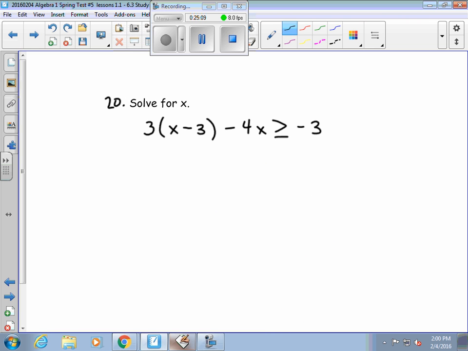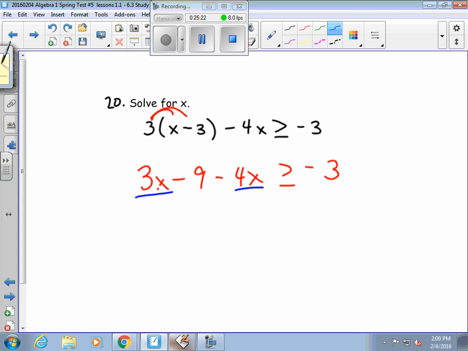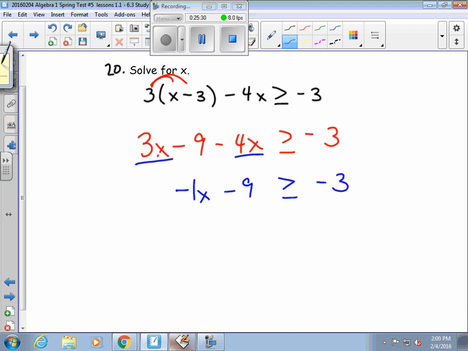Again, solve for x. Very similar problem. 3 times x is 3x. 3 times negative 3 is minus 9, minus 4x. It's greater than or equal to negative 3. Now, since we want to simplify it by putting those together, 3x minus 4x is negative 1x. Minus 9 is greater than or equal to negative 3. Now it's time to start undoing. We want to undo the fact that it says minus 9 by adding 9 there and here. Negative 1x is greater than or equal to negative 3 plus 9, which is positive 6.